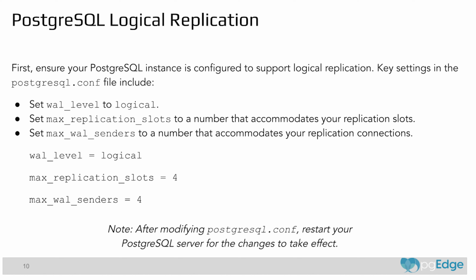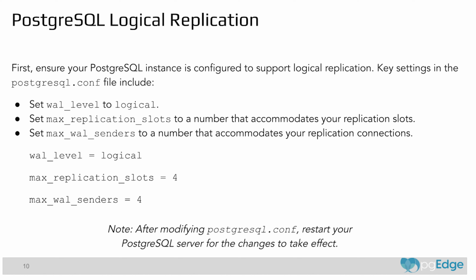Max replication slots: you can specify how many replication slots you want. So you configure that, and max_wal_senders. You can specify according to your need how many you need. I just set four slots for WAL senders, just for the example here.